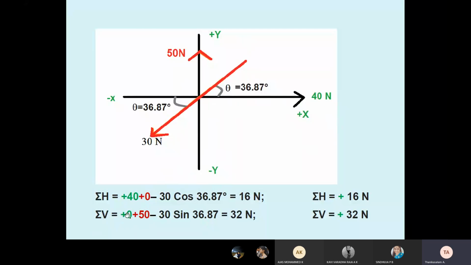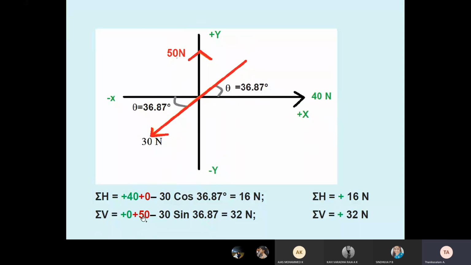I put plus 0. That 0 means the 40 Newton component is not giving any vertical side. That's why I put 0. Now come to the second force, 50 Newton. The 50 Newton is acting along the y direction only. Therefore x is 0. See here, red color plus 0. Why am I putting 0? The 50 Newton is not acting in the x direction. It's acting only in the y direction. That's why I put 0.